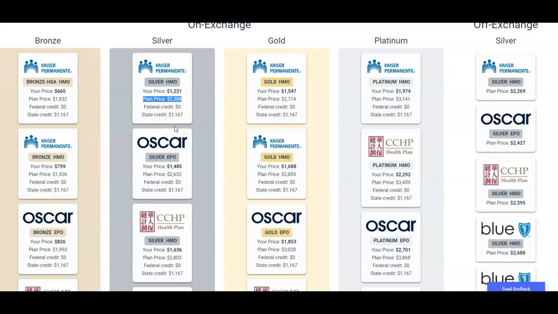So basically, I'm looking at the silver plan, but other plans are available as well. What I wanted to point out here is you can see the subsidies could be $0 or they could be quite generous, as we saw in the example of the 63-year-old couple living in San Francisco.